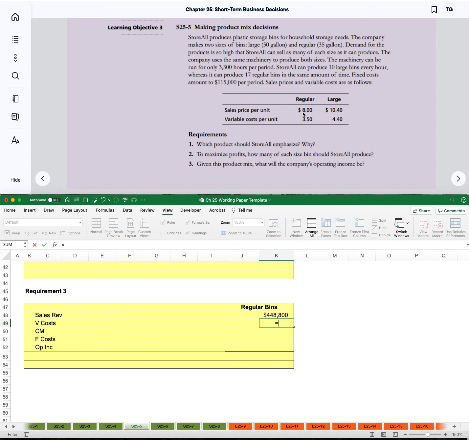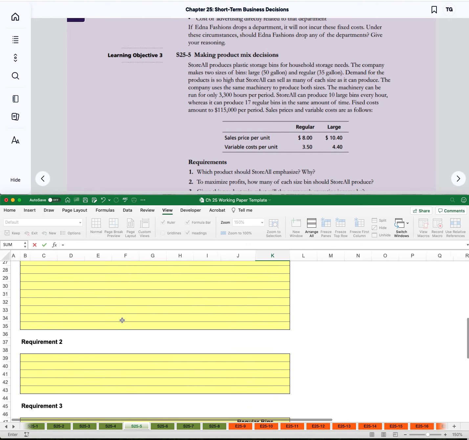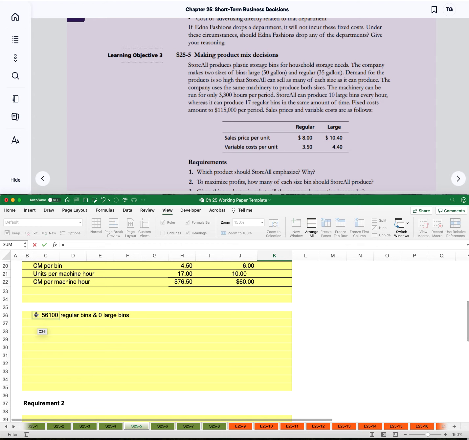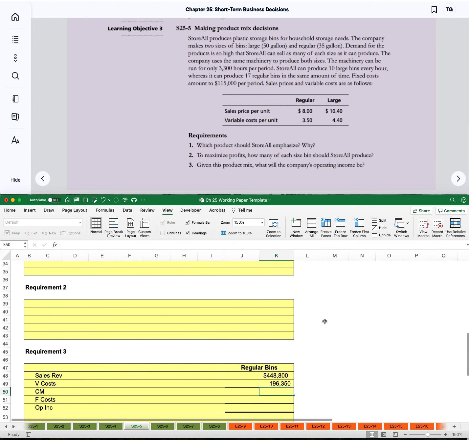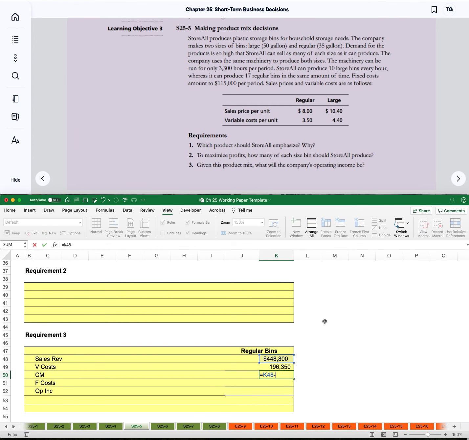Variable cost will be equal to the 56,100 bins times $3.50. So our contribution margin is the difference, or $252,450, minus fixed costs of $115,000. So we get operating income of $137,450.